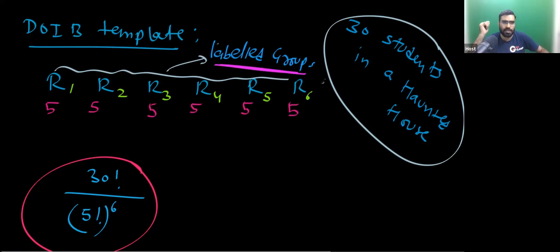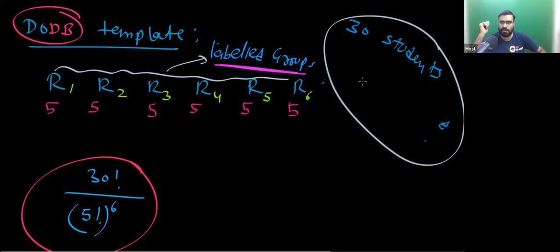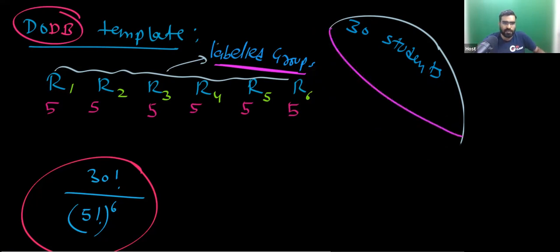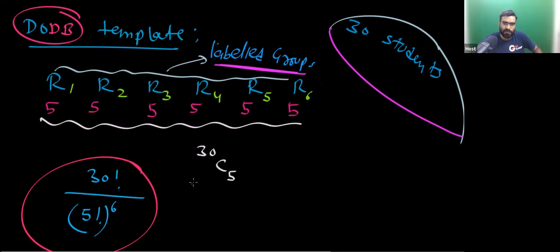Let's assume that you have labeled groups. Now this is your DODB template, because you have labeled groups. Now you tell me, 30 students are there and your groups are labeled. Just tell me the answer for this question. When the groups are labeled, it is very simple. From 30 students, you select 5 students, and to which label do I give?